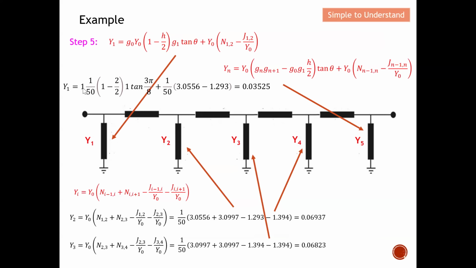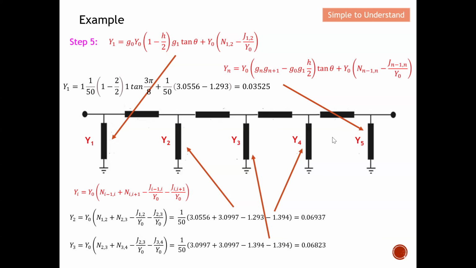So this G naught is equal to 1. This Y naught is actually 1 over 50. 1 minus, as I told you, this will be 2 over 2. I purposely chose this 2, because over here 1 minus 1, this whole equation will be stripped off. Then I just need to concentrate on this portion here, which is equal to 0.03525. As I mentioned earlier on, Y1 and Y5 will have the same number, so I don't need to calculate the Y5 value. So I'm done with the first one and the last one.